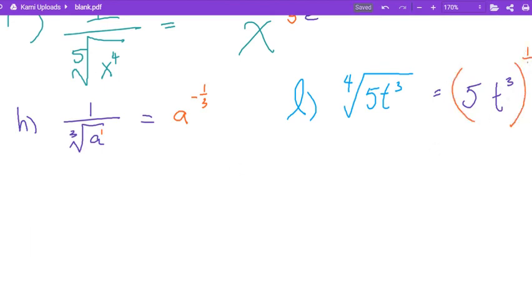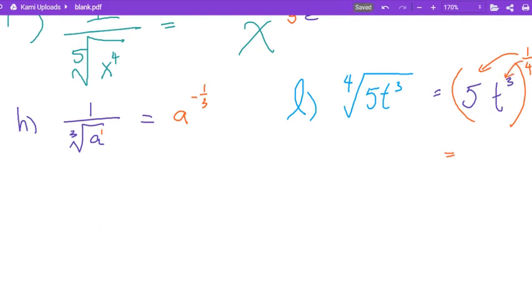Both are raised, both of them are under the fourth root sign. Now, if I write it this way, I have not fully simplified it. When you simplify, you want to get rid of as many brackets as possible. So what that means is we multiply each exponent by the 1 over 4, right?